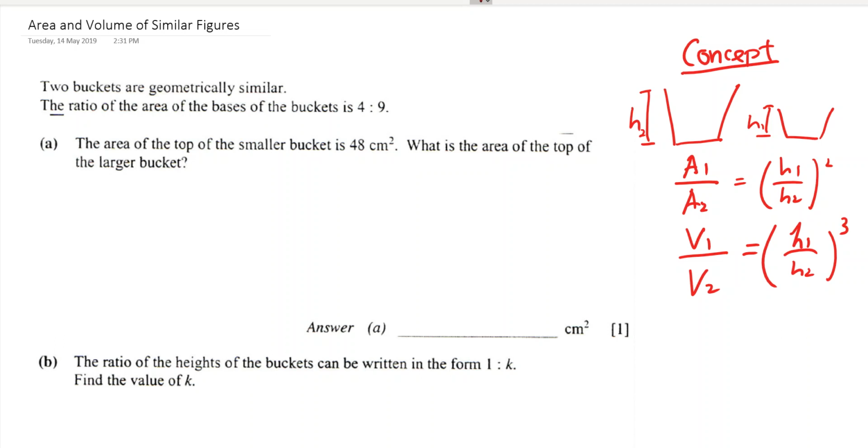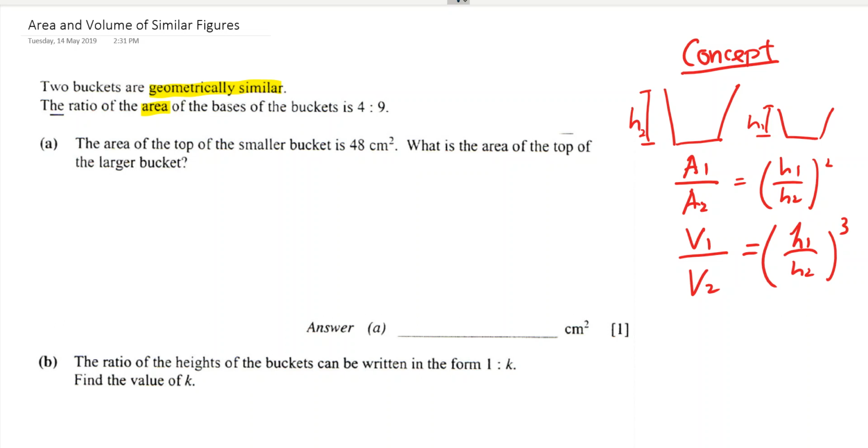So how do I know that this is a similar figure type of question? You will see the words geometrically similar in the question. And then the ratio of their area, so area is important, is 4:9. So what do they want? They want the area of the bigger bucket. How do we present? Presenting in math is very important.